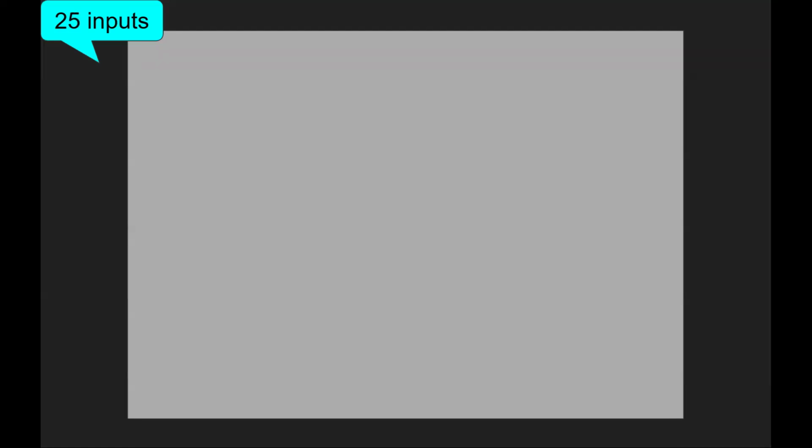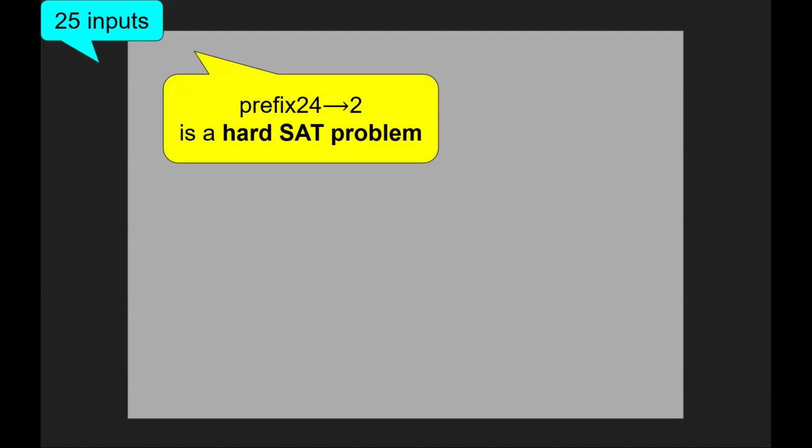Okay, 25 inputs. That's the crown of the work. What happens to 25 inputs? Well, again, prefix 24 to 2 is a hard solve problem. There are 3 factors of 2 in 24, 2 times 2 times 2. But then the prefix is not large enough to make my subsolver happy. It takes a long time. It's doing that right now. So what do I do?